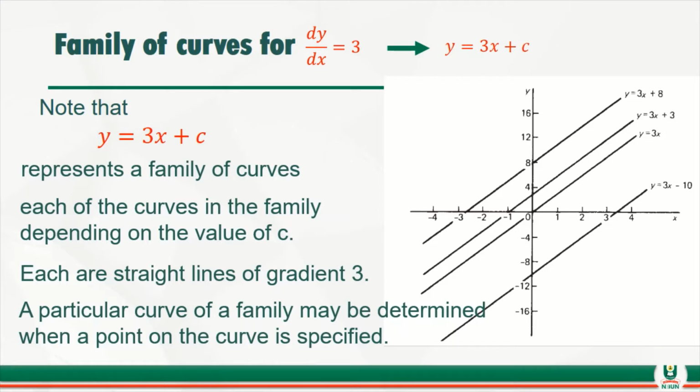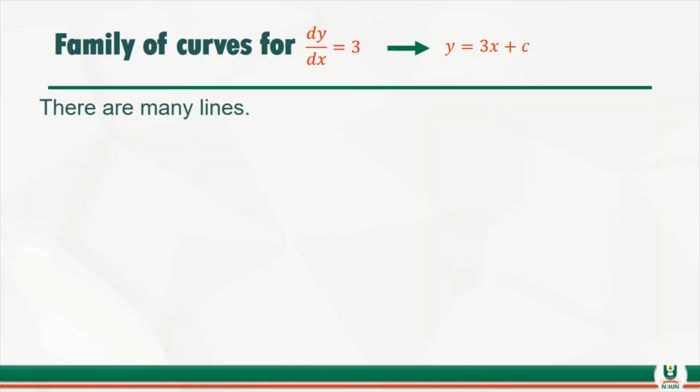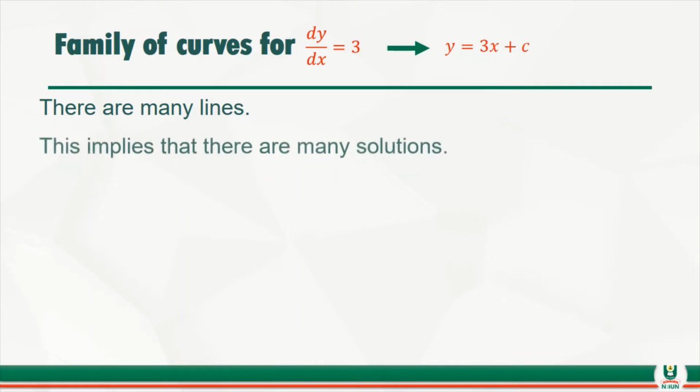Now, a particular curve of a family may be determined when a point on the curve is specified. In this case, all of them here are the solutions of the differential equation dy/dx is 3. So if all of them are the solutions of dy/dx is 3, then which of them is the exact solution? We need to be specific. Now, there are many lines, as you can see. In fact, I even show you just only 4.